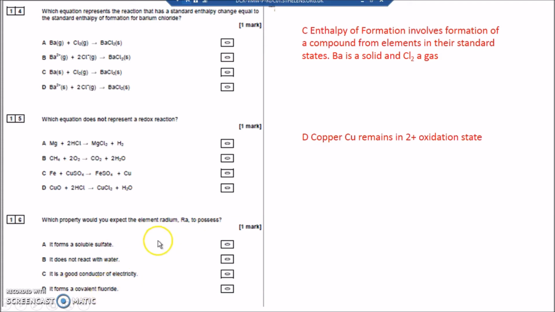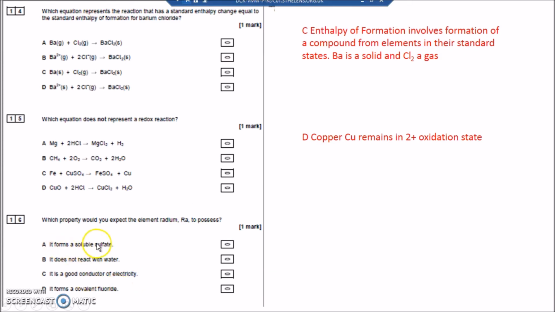It forms a covalent fluoride. No, it's right down the bottom of group 2, so it's going to want to lose these electrons very, very readily. It's got a very weak attraction for its outer electrons from the nucleus. And with fluorine, that's right at the top of group 7, a small atom wanting to gain an electron, with the outer electrons pulled in very, very tightly and strongly to the nucleus. That's going to form an ionic fluoride. The radium's going to lose its electrons, and the fluorine is very much wanting to gain them.